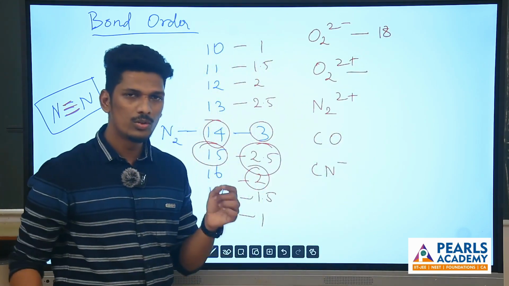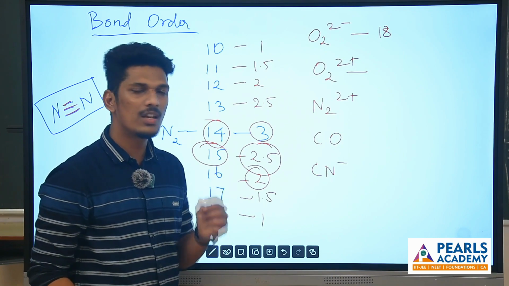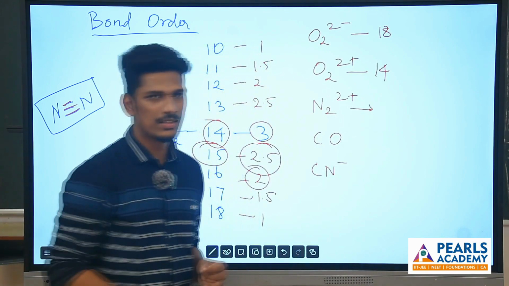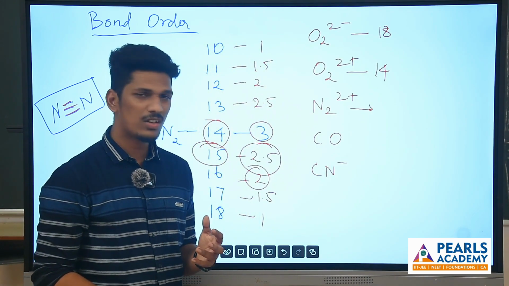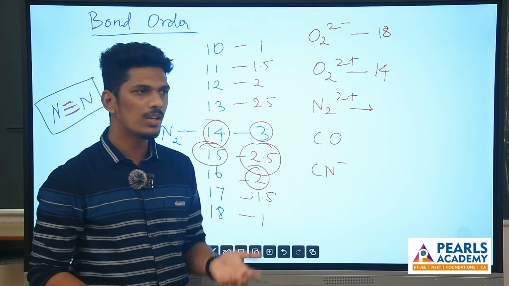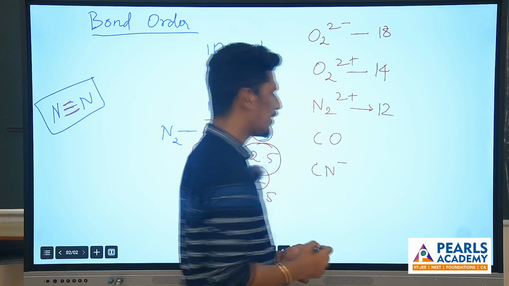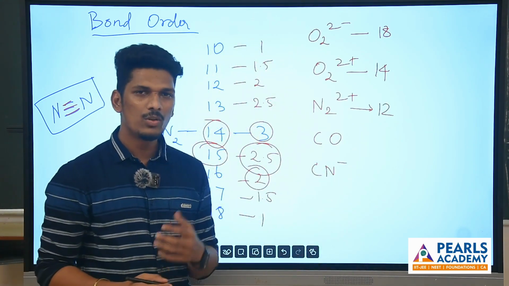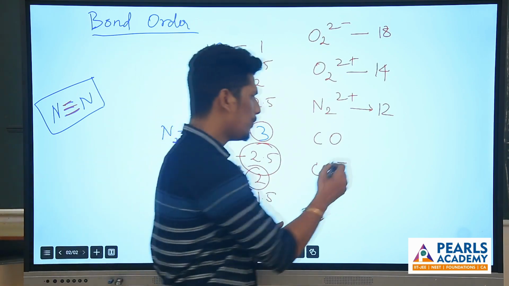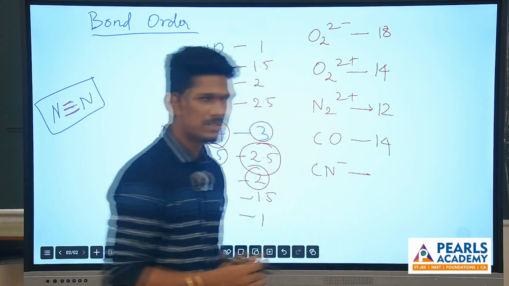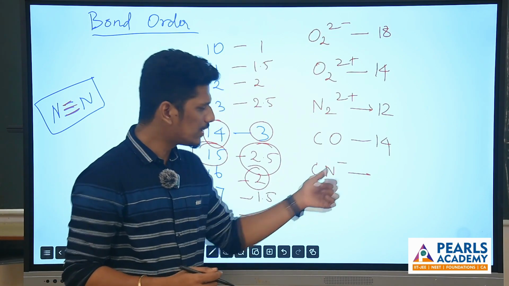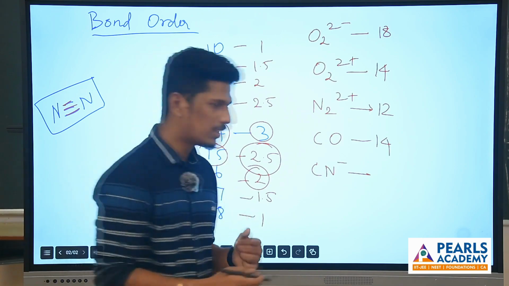Here O2 2 plus, O2 means 16 electrons, 2 plus means 2 electrons were lost, so it is having 14 electrons. Next nitrogen. Nitrogen has 14 electrons in total. 2 plus means 2 electrons lost, so totally we get 12 electrons. Then carbon monoxide. We know carbon has 6 electrons and oxygen has 8 electrons. 6 plus 8 will be 14. And CN minus, carbon 6, nitrogen 7, 6 plus 7, 13, 13 minus means 13 plus 1, so 14.